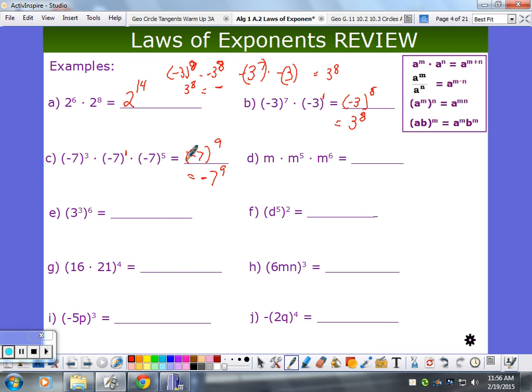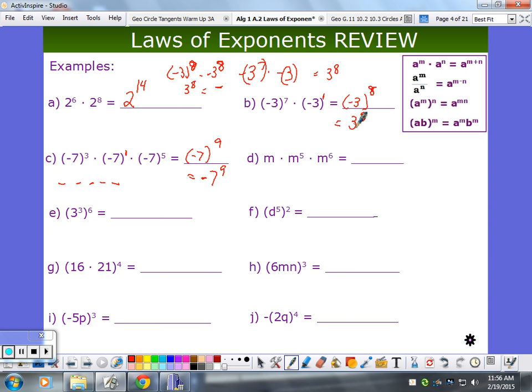Okay, remember, this is 9 factors of -7. So if you're multiplying a negative number 9 times, because 9 is an odd number, you're going to be multiplying these negatives times the negatives times the negatives, and you're going to wind up with a negative. But when it's a positive exponent, you're doing it an even number of times, you wind up with a positive number.